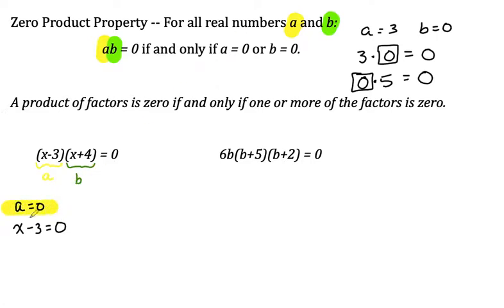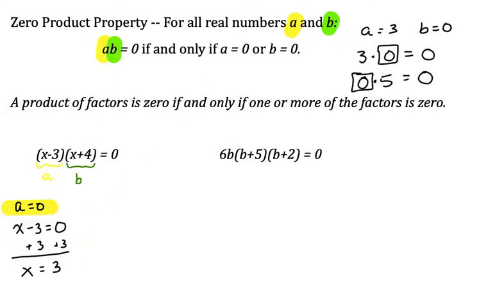So if we have this case, the a is equal to 0 case, then x minus 3 is equal to 0. And now I can just solve for x. So I just add 3 on both sides. So x could be equal to 3. I can check that if I plugged that in. 3 minus 3 is 0, times 3 plus 4 is 7. 0 times 7 is 0. Okay, so that's a possible answer. 3 is a possible answer.